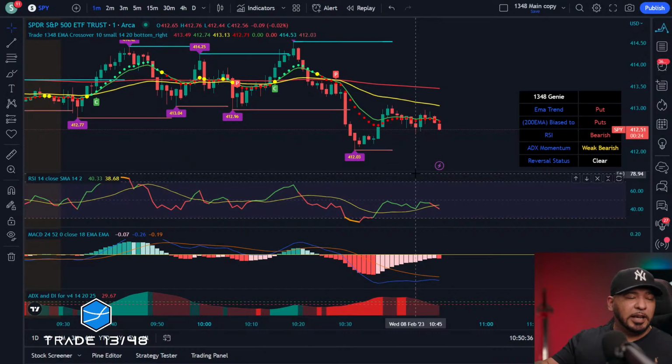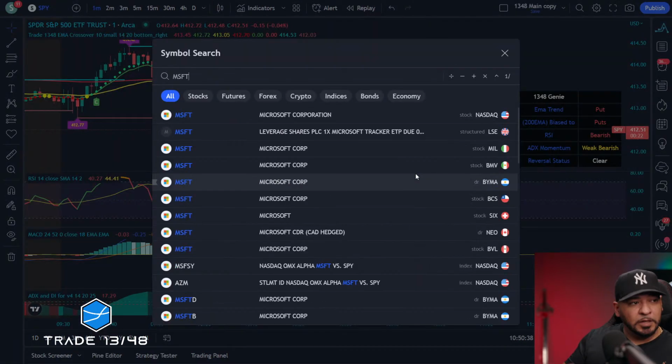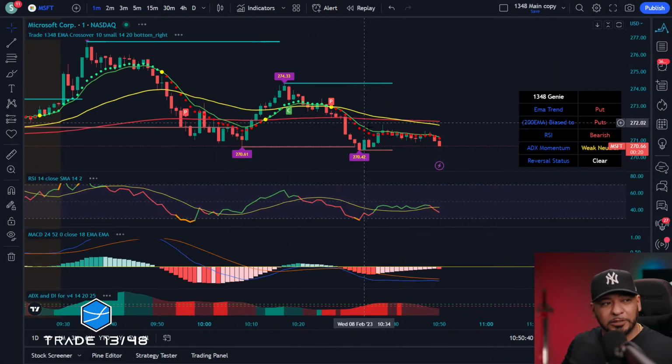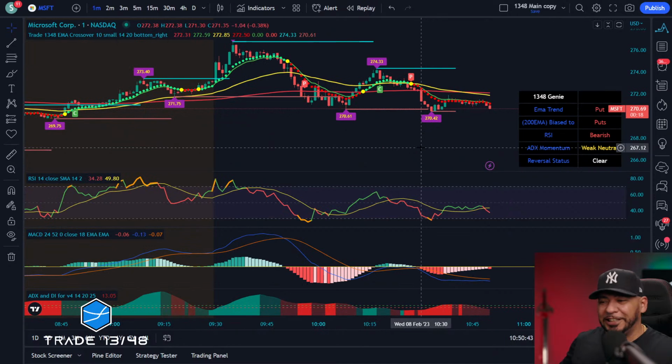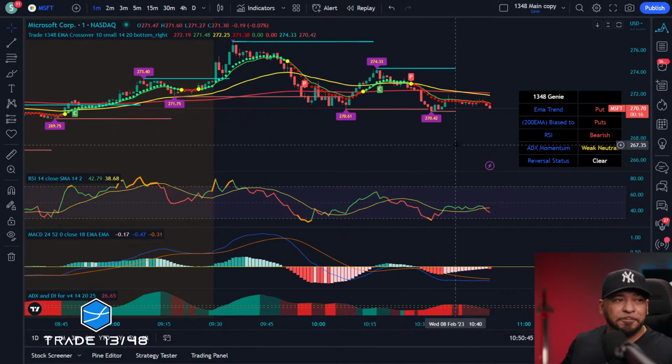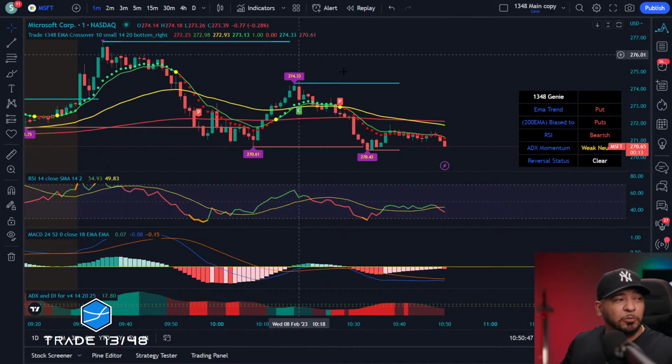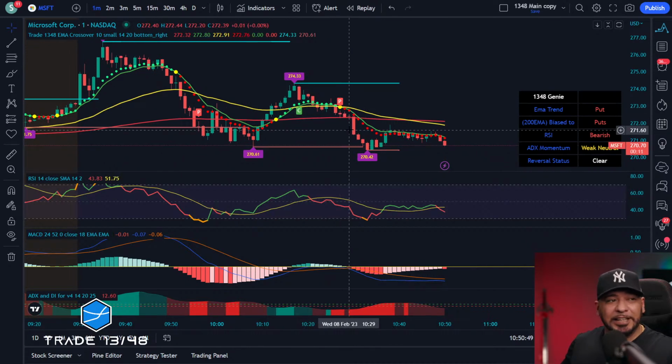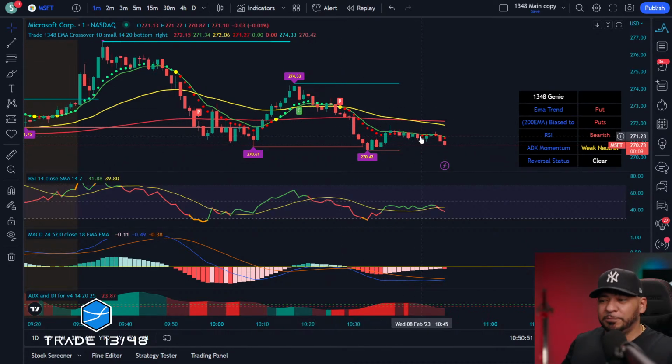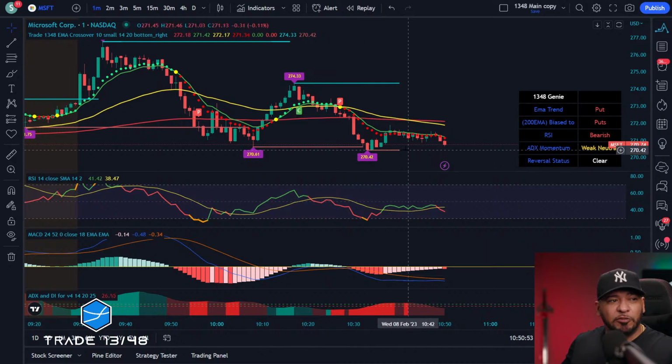Let's see. Microsoft and then NVIDIA. Okay, let's get right into it. Let's go ahead and look at Microsoft and NVIDIA. And what do we have here? Well, with Microsoft, we're looking at something really, really interesting. We're looking at Microsoft on the 1 minute, and you got your traffic light that came right at your put signal, but it's already down to a level.